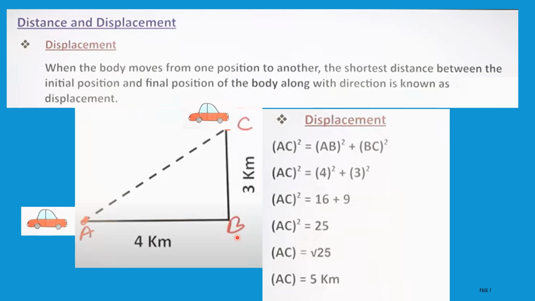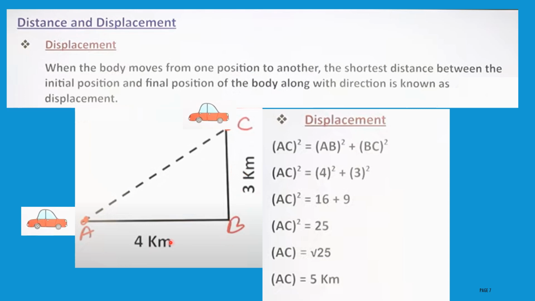At point B, it changes its direction. Then it covers 3 kilometers and reaches point C. C is the final position of the car. Displacement is the shortest distance between the initial position and final position. Here the initial position is A and the final position is C. The car changes its direction, covering 4 kilometers from A to B and 3 kilometers from B to C.